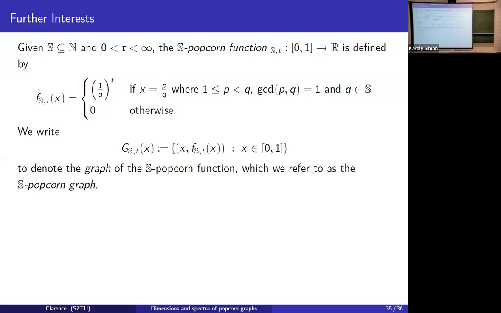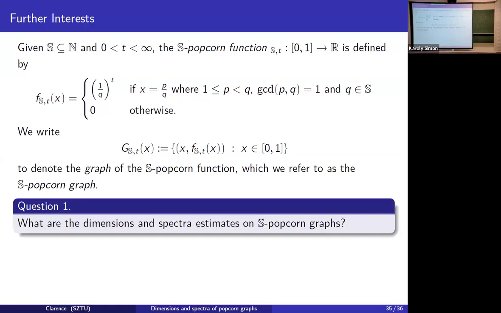So just to say, given any sequence S, a subset of natural numbers, I have the S popcorn graph and the S popcorn set. My current research interest is, given a subset S of the natural numbers, can we say something about the general bounds of the S popcorn graphs related to the structures of S, for example, the densities or logarithmic densities.